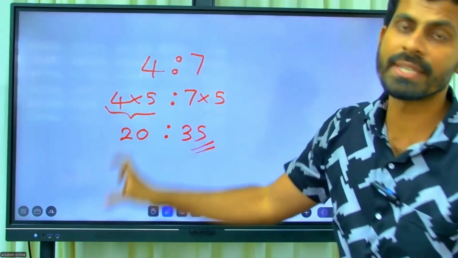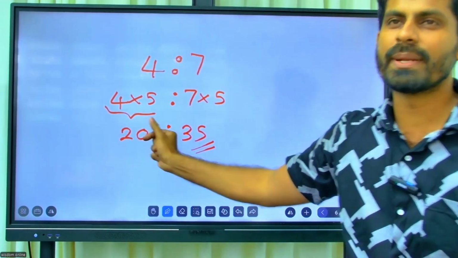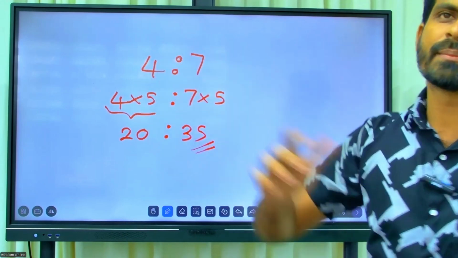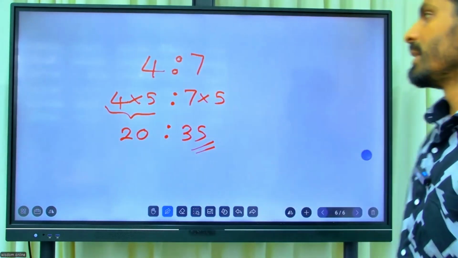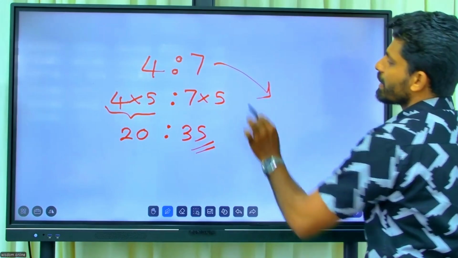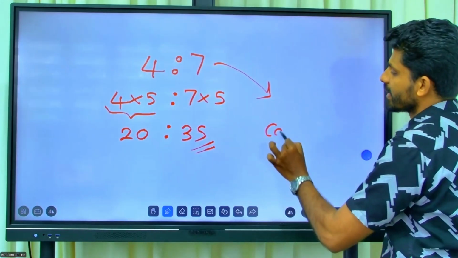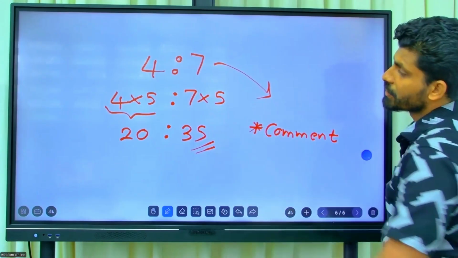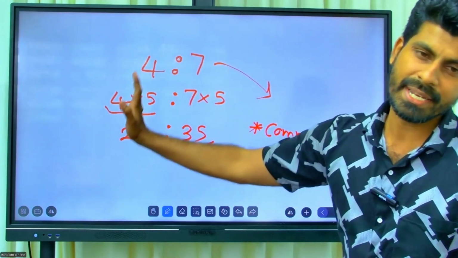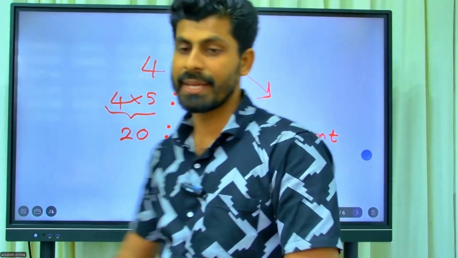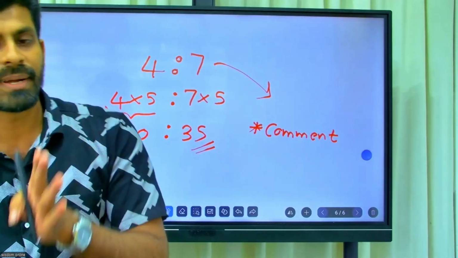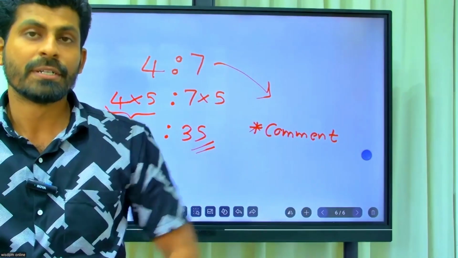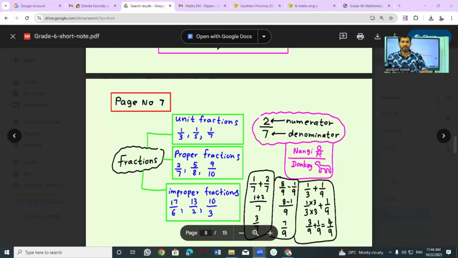Then 20 to 35. But you must put a comment. You can multiply by any number to get any equivalent ratio you like. Right? Put a comment, just put a comment so you can multiply both sides by any number. You can multiply by 5, you can multiply by 10. Just quickly comment your answer through YouTube.